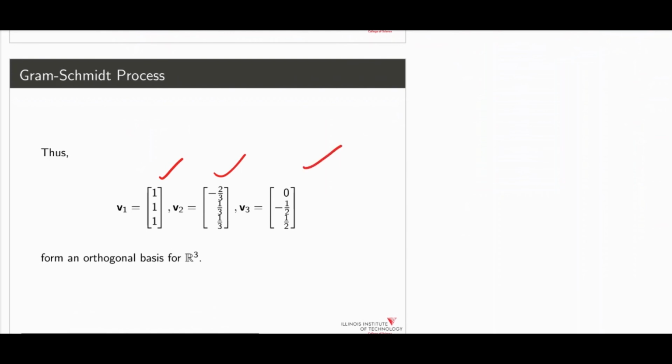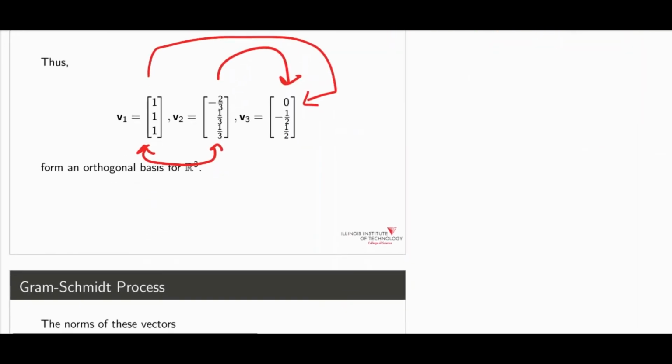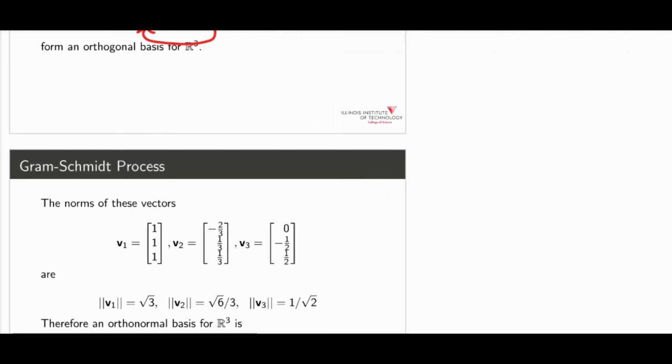You can check visually that the dot product of any two vectors that are not the same will give you 0. You can double check, the dot product of this will be 0. So they are orthogonal, and they actually still span the same space. That's slightly difficult to see, but that's not a problem.